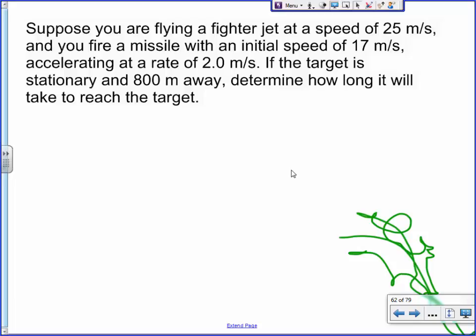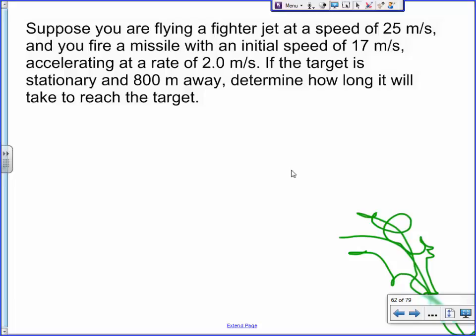Okay, so the distance we need to travel is 800 meters. The initial velocity is 42 meters per second. I don't know how long it's going to take. I do know the missile is speeding up more and more though, which is good because it needs to get further and further away from me. Otherwise, when the missile explodes, the plane will be in the blast radius, right? So I need that missile to be going faster and faster away. So 2 meters per second squared and t squared.